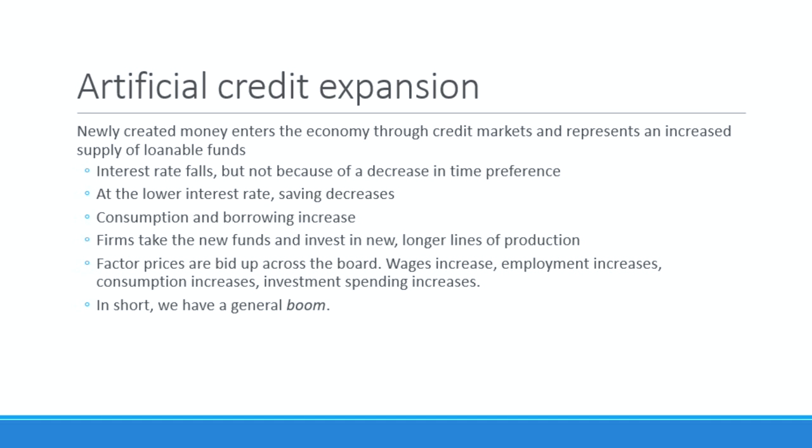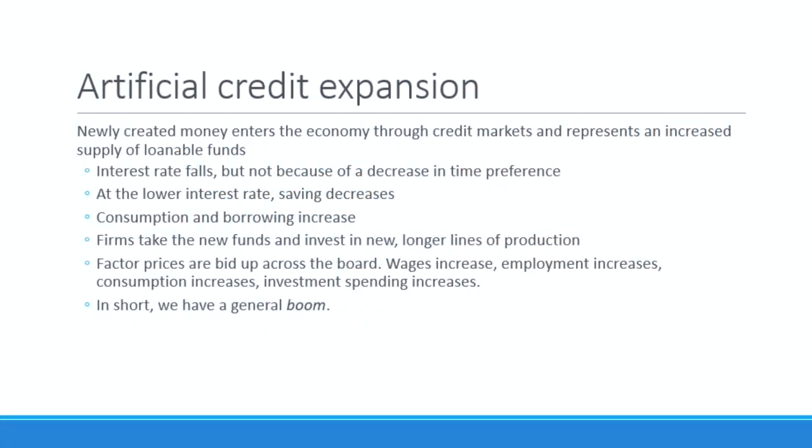So consumption and borrowing increase, and firms, entrepreneurs, take the new funds and invest in new, longer lines of production. From the entrepreneur's perspective, this looks like, hey, now the projects that I thought would not be profitable, they now appear profitable. It's the same as the mushrooms in Crusoe's case. From their perspective, they see the interest rate is lower. We can borrow now at a rate that would allow us to deem this project that was off limits, now it is within our feasible set of profitable lines of production. So now we can pursue this line of production that we couldn't before.